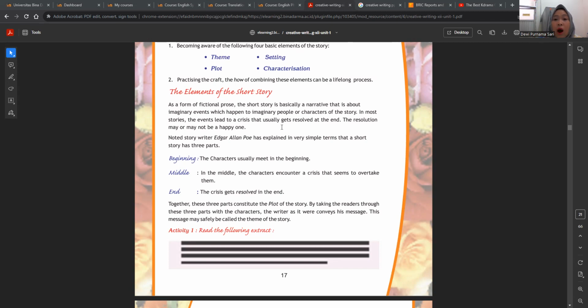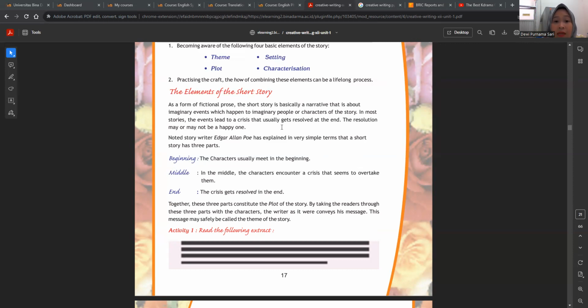Of course, you are familiar with theme, plot, setting, and also characterization because you are not only seeing them when you write, but also when you read a novel, for example, and other stories. Now here, there are some elements in a short story that you have to know, because they are very significant in writing. As a form of fictional prose, the short story is basically a narrative about imaginary events which happen to imaginary people or characters of the story.